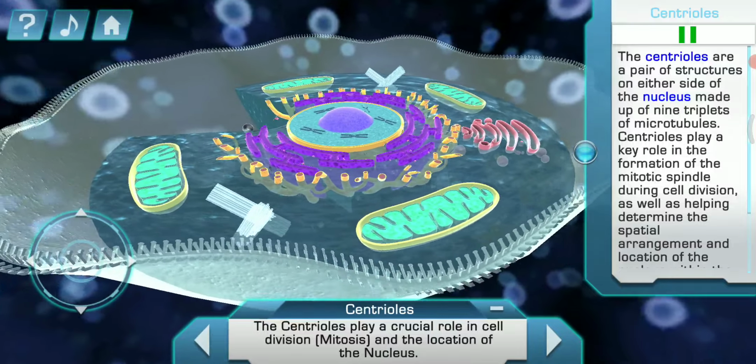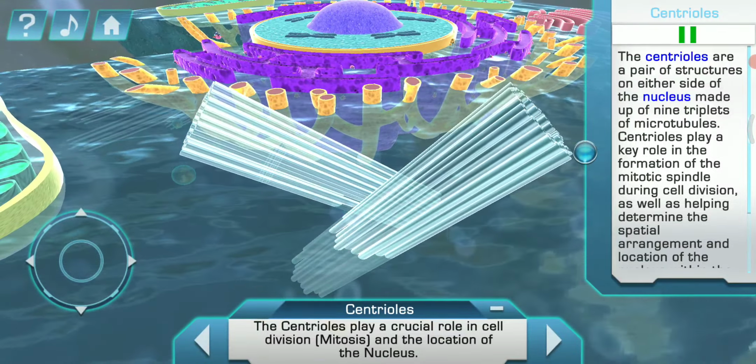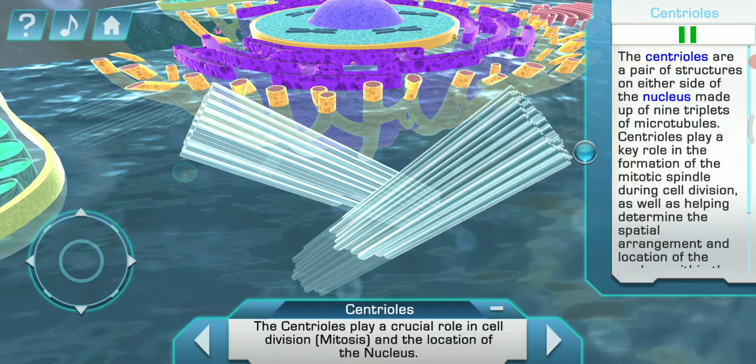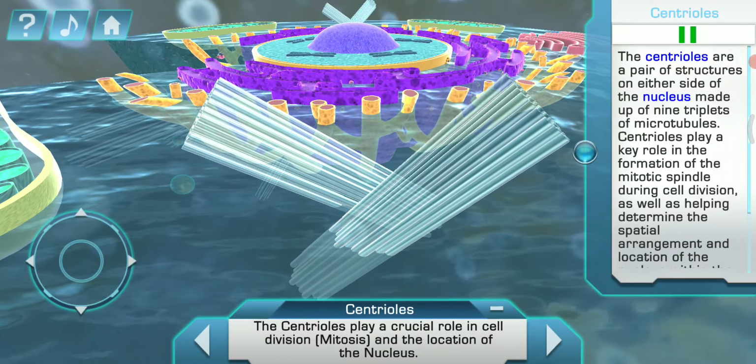The centrioles are a pair of structures on either side of the nucleus made up of 9 triplets of microtubules. The centrioles play a key role in the formation of the mitotic spindle during cell division.